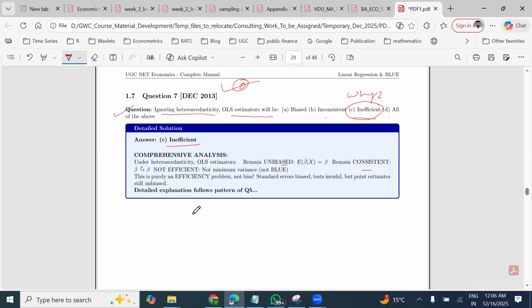Sangita, yes, tell me. Sir, our parameter is only efficient when we have minimum variance. But if we have heteroscedasticity, it means we do not have minimum variance, which means we have maximum variance or different variance. So it will be inefficient.